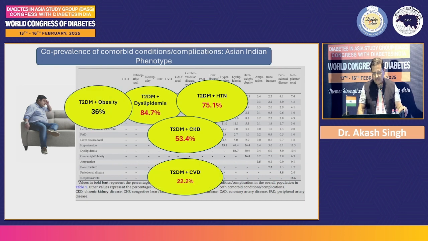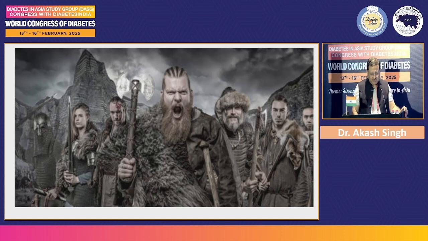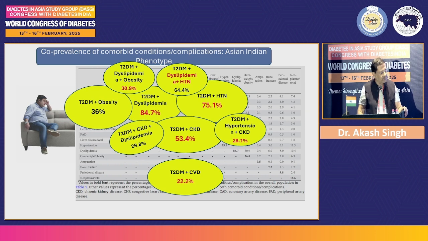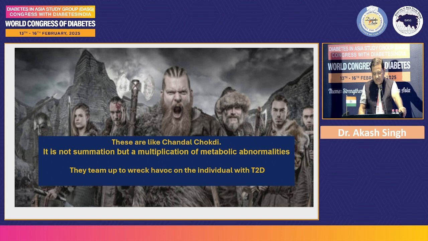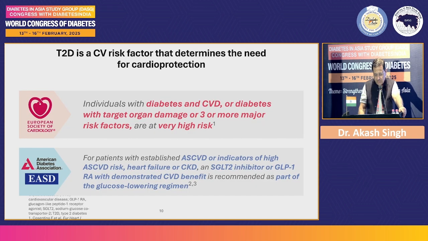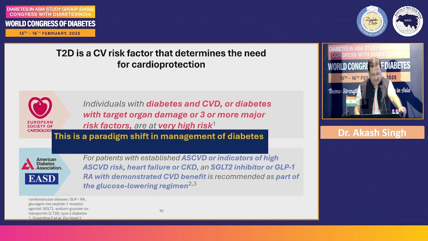If you see diabetes with comorbidities, the majority of these patients are associated with some of the other comorbidities. So this is like a Chandal Chokadi. This is not a summation, but a multiplication of the metabolic abnormalities in patients with diabetes, and this has to be taken into account. And if you see the statements of the ESC, American Heart Association, and EASD, every organization recognizes diabetes as prone to atherosclerotic cardiovascular disease and CVD risk.